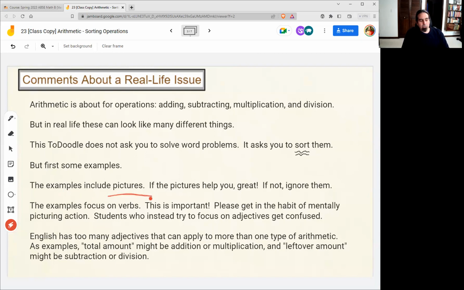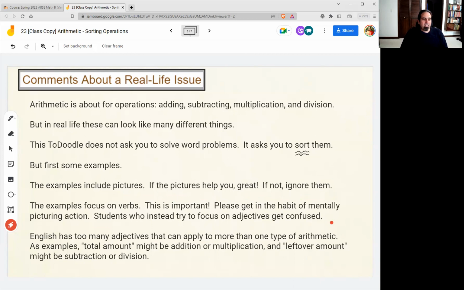So for the sake of those people, I have lots of pictures coming up. If the pictures help you, great. That's why I put them there. But if that's not how your brain works, that's fine. Ignore the pictures. Just like there was some stuff at the end of last class where if you didn't quite get it, it was not important at all. Then if the pictures don't help you, that's fine. And it's not your job to understand the pictures if they are not working for you. They are for other people.